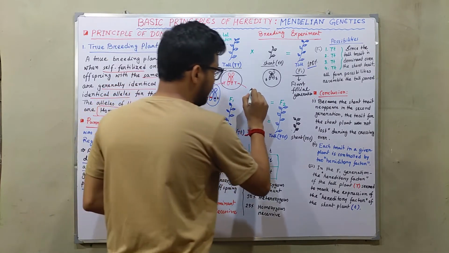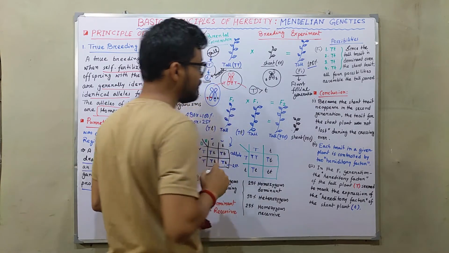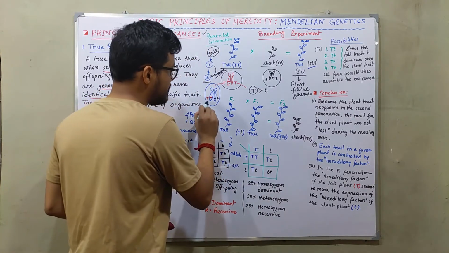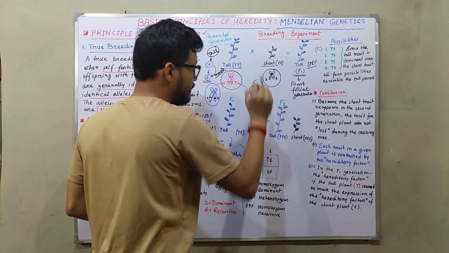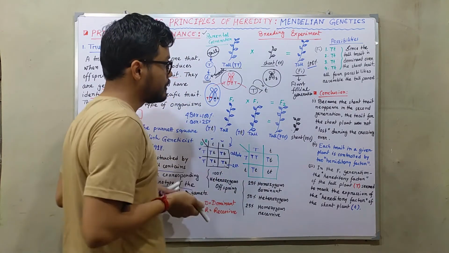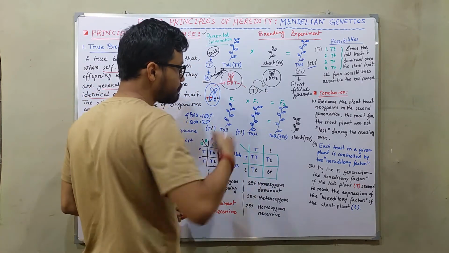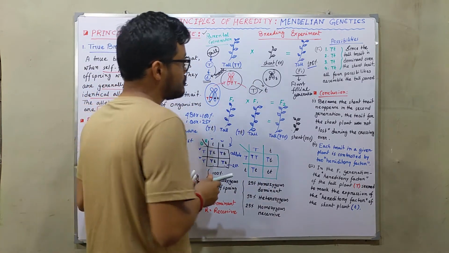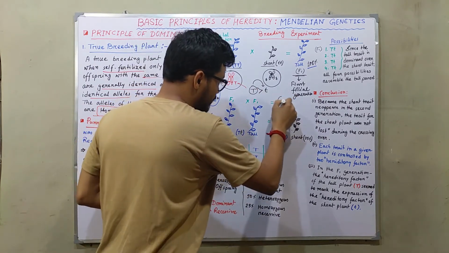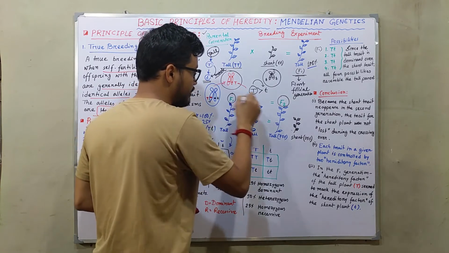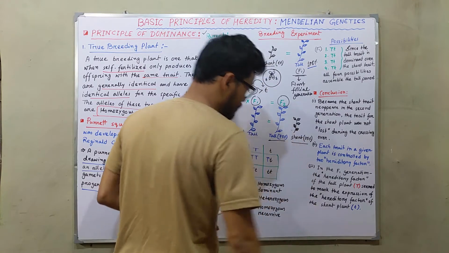So capital T is dominant over small t. Whenever capital T is present in a single dose, meaning a single allele, it can suppress the action of small t and ultimately produce its own phenotype expression, that is the tall. Okay, so in the F2 generation, when we self-fertilize F1 with F1, we get 75% tall and 25% short.